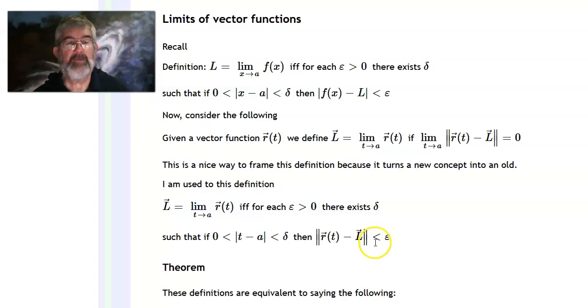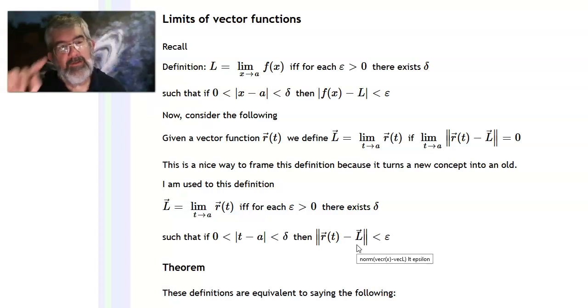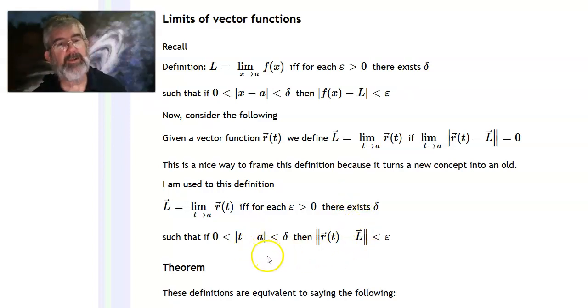The point is, if you've got a vector function and you're looking for a particular value of t, what does it go to? What's that vector going to? If you're saying it's L, then you can get arbitrarily close to L by taking t sufficiently close to a.